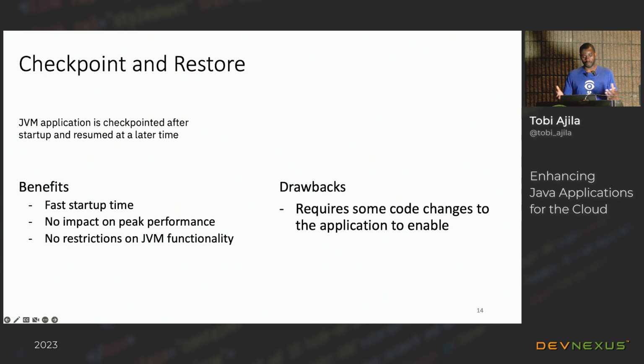So essentially the goal of this approach is to achieve something in between static compilation and class metadata caching. So we want the same startup performance of static compilation, but we want all the capabilities that you would get with a normal JVM. So essentially we're trying to get the best of both worlds here.